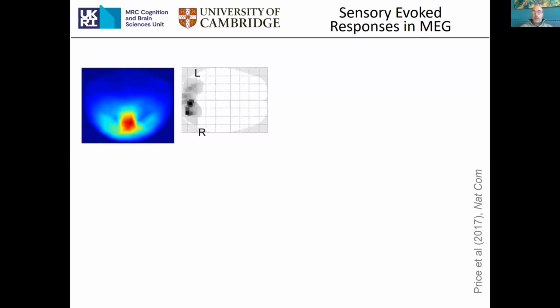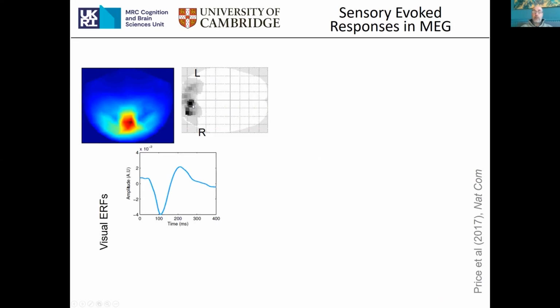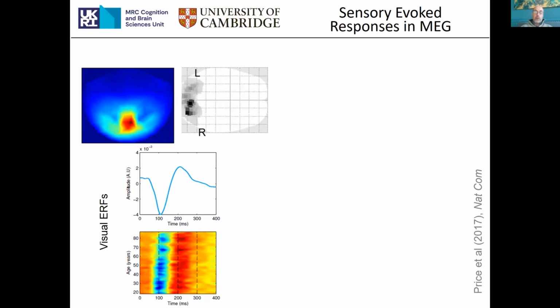So Darren looked at, first, he estimated the sources of the visual and auditory evoked responses. And this is the topography over the MEG sensors. And this is the source reconstructed activity in the visual cortex using what's called multiple sparse priors. And we can look at the average response across all people, showing a typical biphasic evoked response. But we can also look at individuals here.